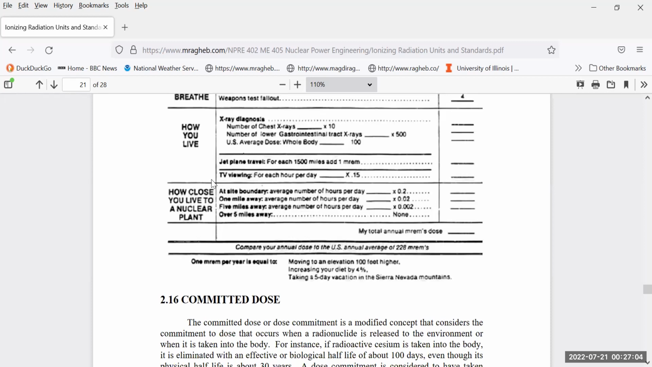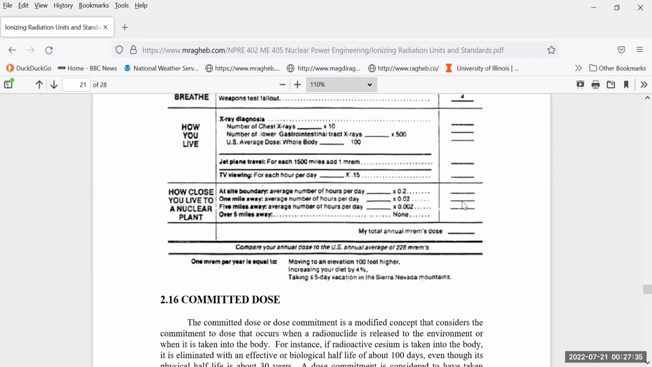How close do you live to a nuclear power plant? Of course, nuclear power plants, as we said, are built in some kind of remote locations. If you live at the site boundary, per hours per day, you get 0.2 millirem. If you are 1 mile away, you get 0.002, 1/100th of the amount. If you live 5 miles away, you get another 1/10th of the amount. Over 5 miles away, you don't receive any dose from the vicinity of the nuclear power plant.